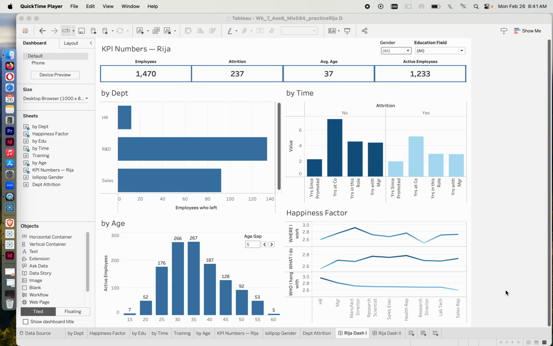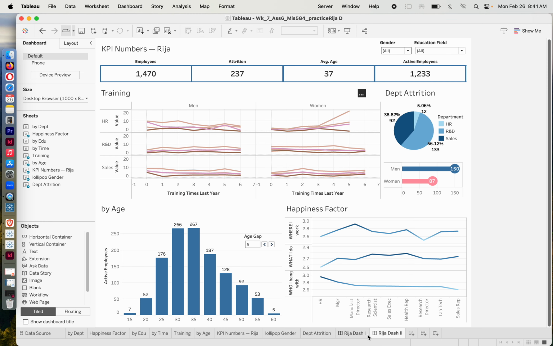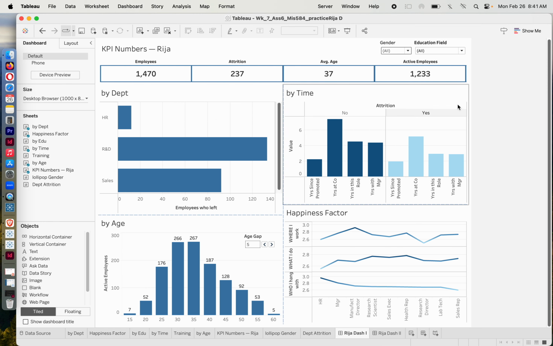This is my week 7 assignment 6. So it's attrition rate dashboards for human resources. I actually did 2 dashboards, so dashboard 1 and dashboard 2. Dashboard 1, I did the summary tile across the top so you can see the employees right away. You can see attrition, average age, active employees.